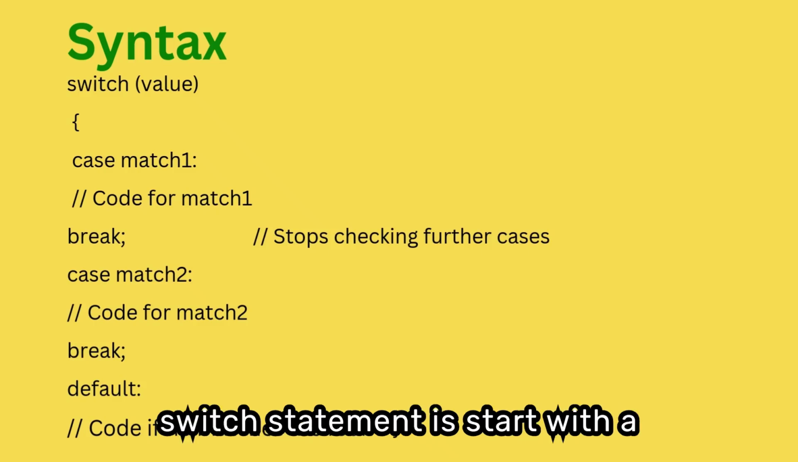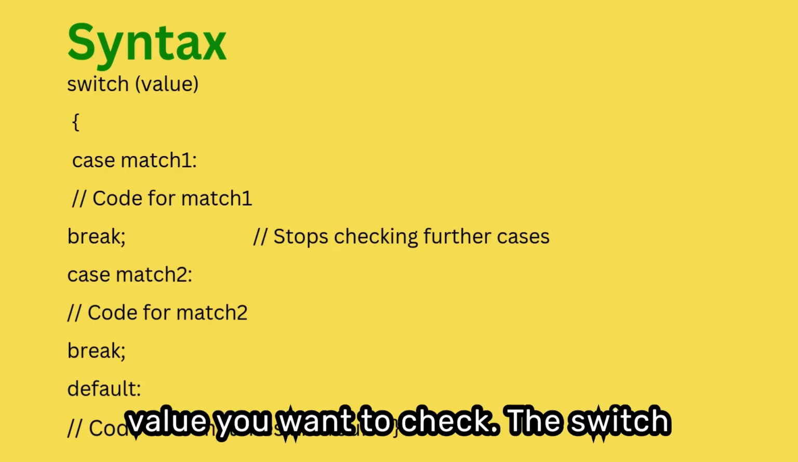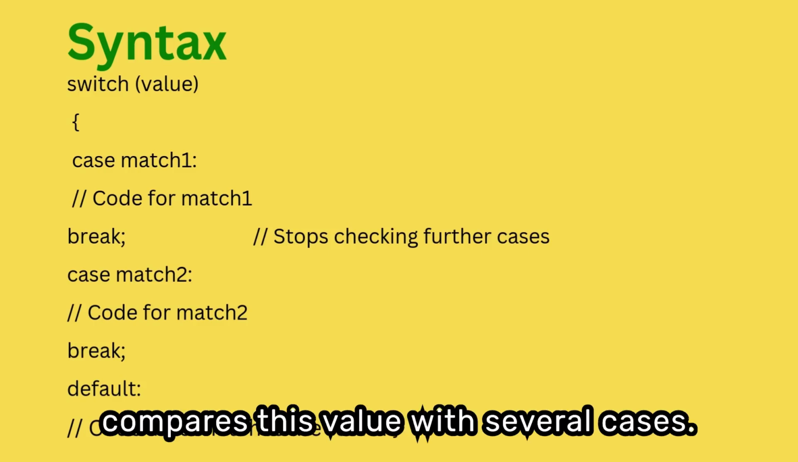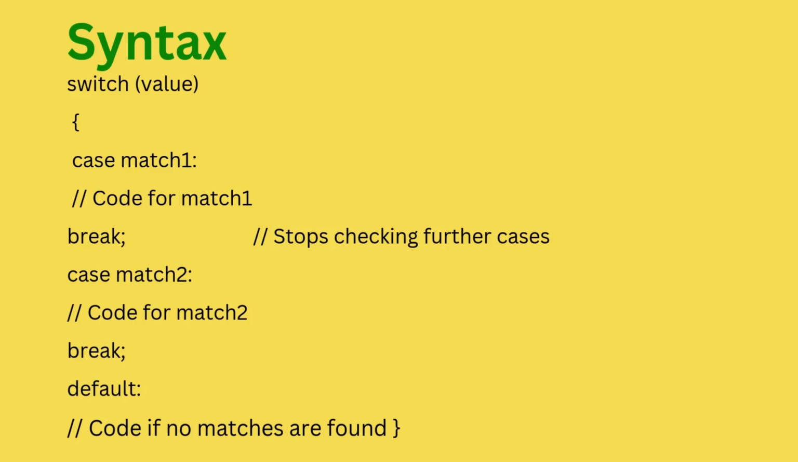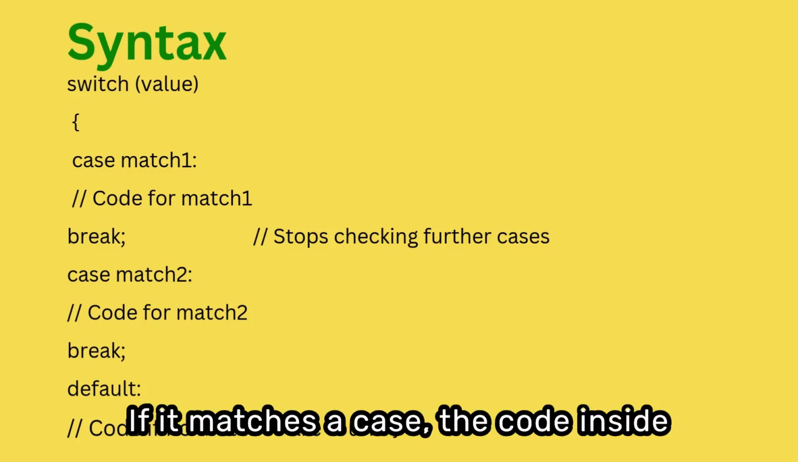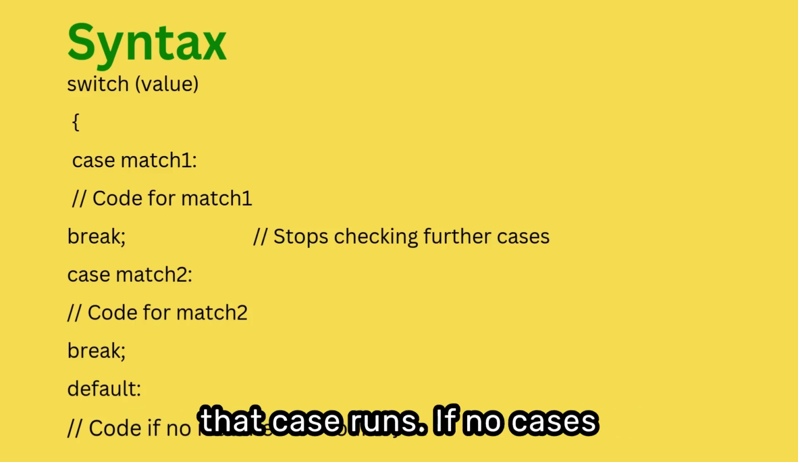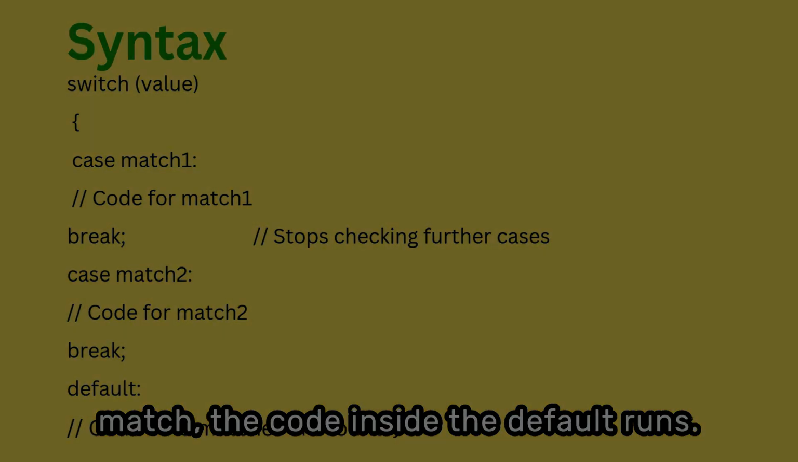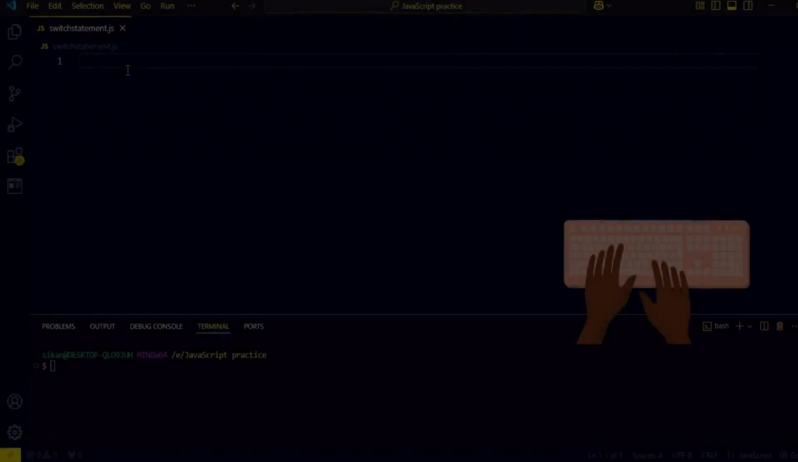The syntax of the switch statement is: start with a value you want to check. The switch compares this value with several cases. If it matches a case, the code inside that case runs. If no cases match, the code inside the default runs.